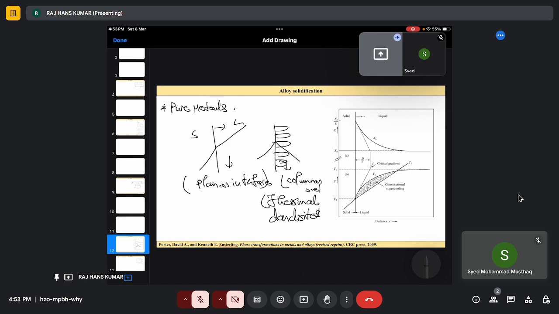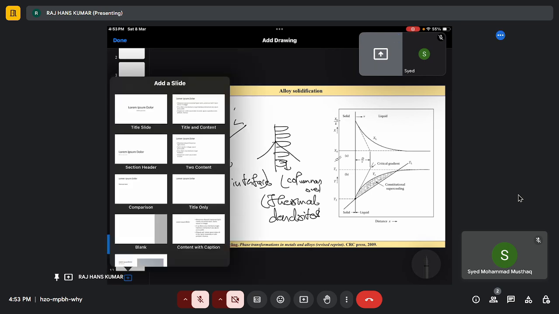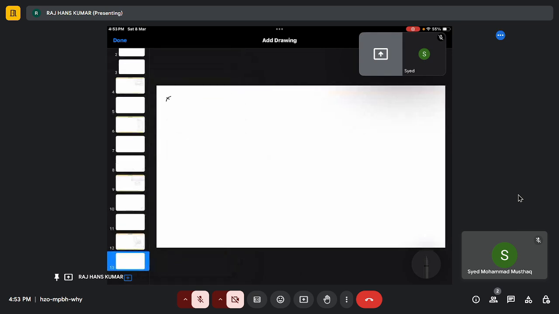Now what happens if we have an alloy? What about dendrites, what will form? There is another term which will come into the picture here. We have seen undercooling, the surface undercooling, because if there is a formation of another surface, we have to cool down more, right?